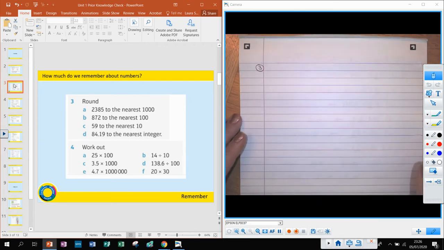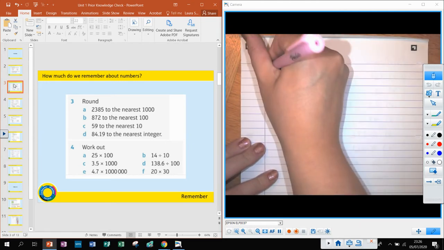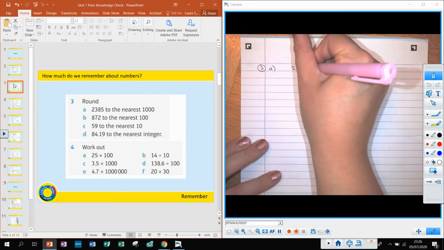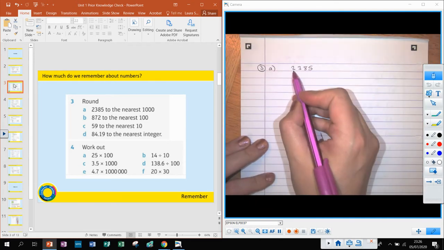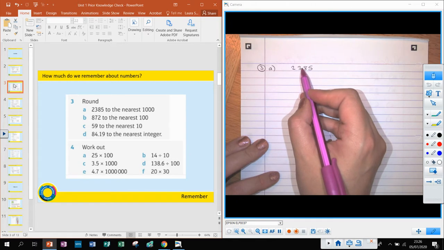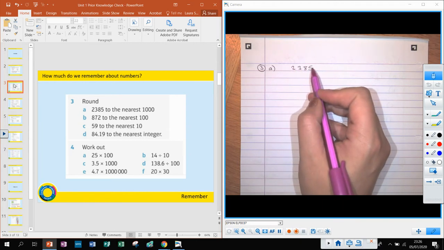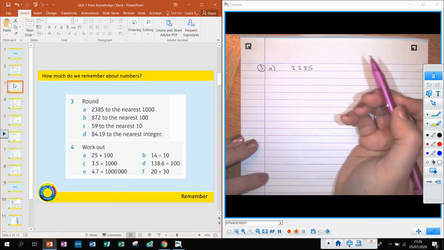All right, so we can see in question 3 that we're dealing with rounding, but in this case to the nearest 1,000, 100, 10, and to the nearest integer, which means the nearest whole number. Let's look at part A, where they're wanting us to round 2,385 to the nearest 1,000. We need to think about halfway, and halfway is going to be the 500 mark. So 2,500 would be closer to 3,000, but 385 is less than 500.